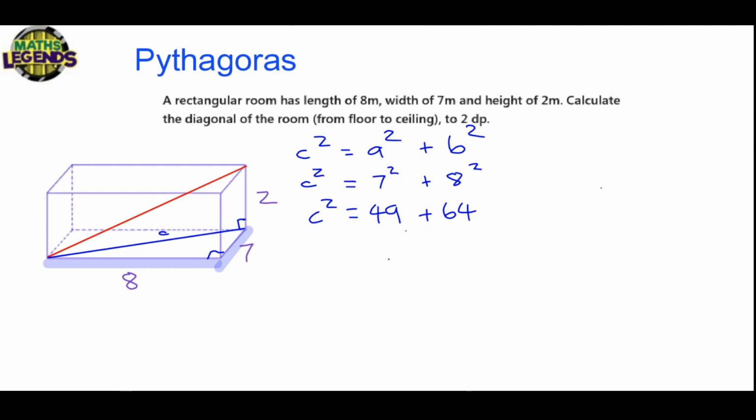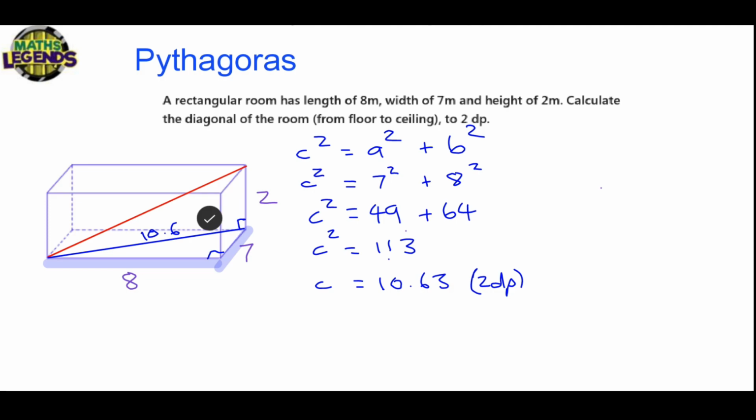So this simplifies to c squared equals 113, and then we take square roots and we're left with 10.63 to 2 decimal places. So now we can replace this c with what we just calculated. So let's just put 10.6 here.